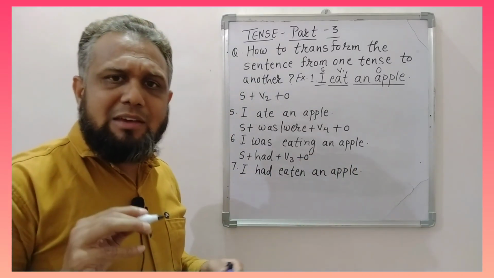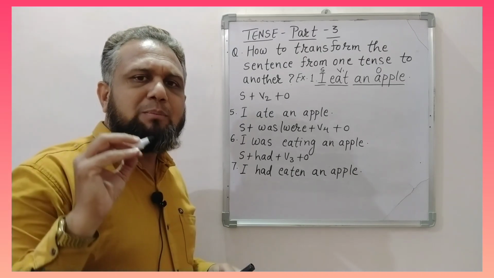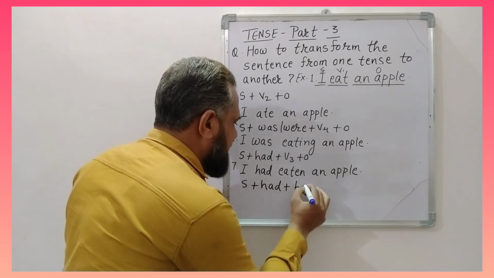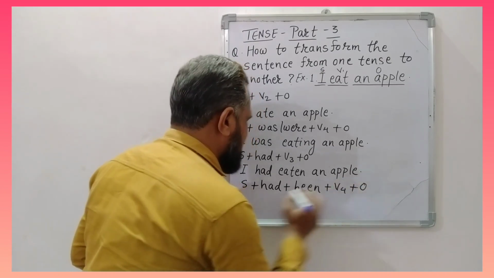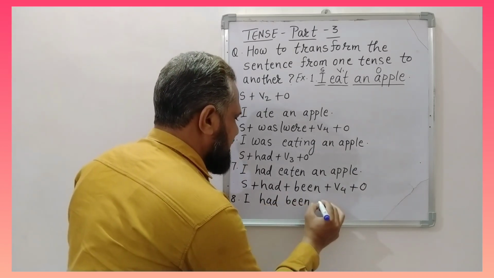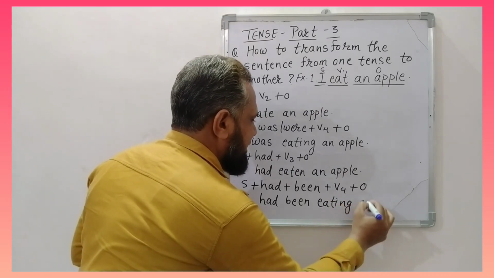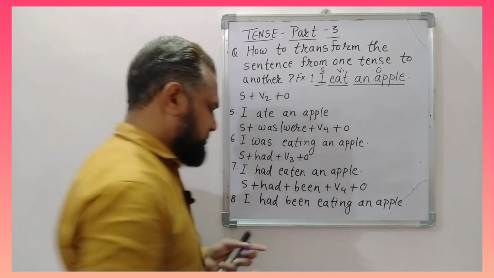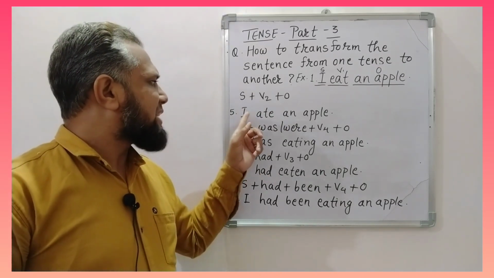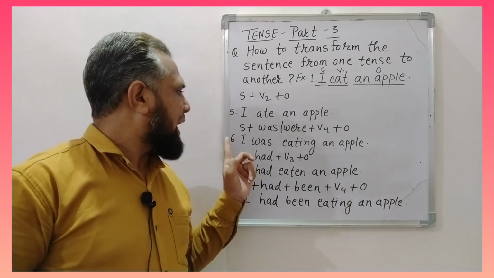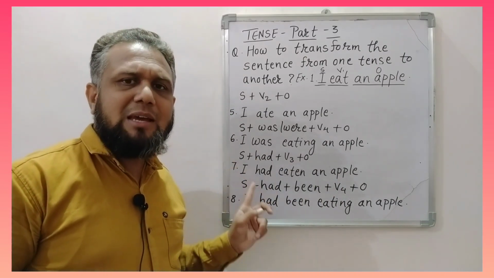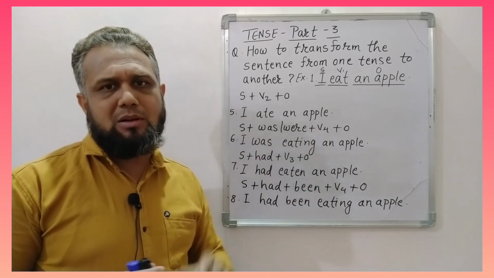And if you want to transform the same sentence into past perfect continuous tense, the formula is subject plus had plus been plus V4 plus object, and the sentence will be I had been, V4, eating, object, an apple. So these are the four sentences of past tense. In the simple past tense we can say I ate an apple. In the past continuous tense we can say I was eating an apple. In the past perfect tense we can say I had eaten an apple, and in the past perfect continuous tense we can say I had been eating an apple.